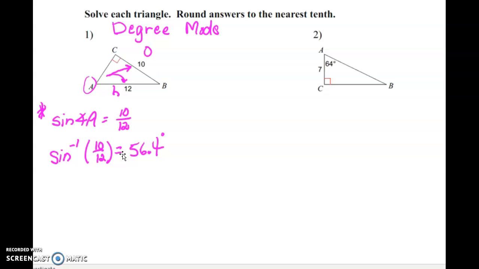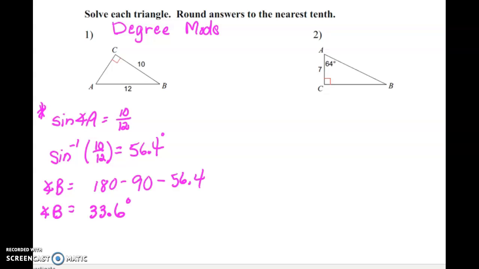All right, when we solve the triangle, that means find all of the missing sides and angles. So if angle A is 56.4, then we can find angle B. To find angle B, we're going to take 180 minus the 90-degree angle minus 56.4, and I came out with 33.6 degrees.